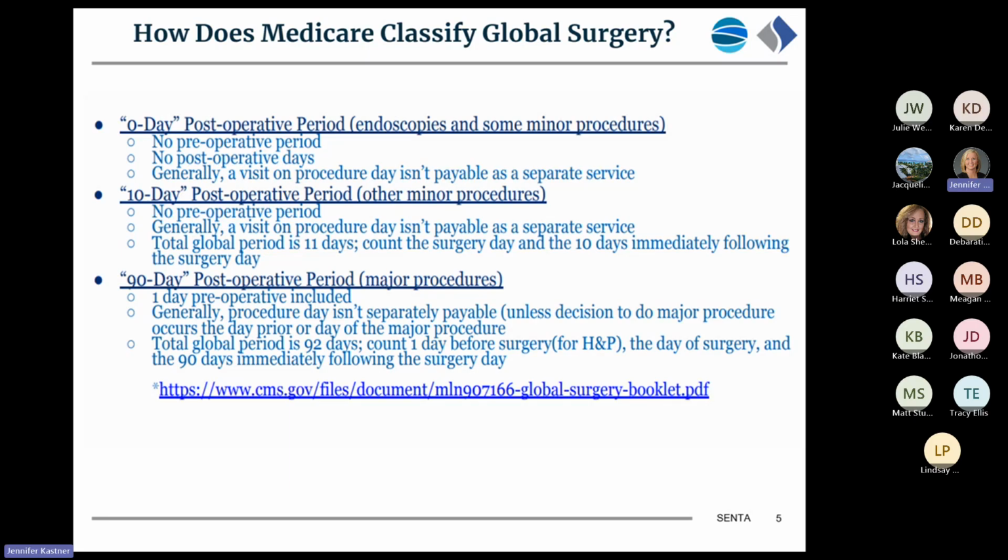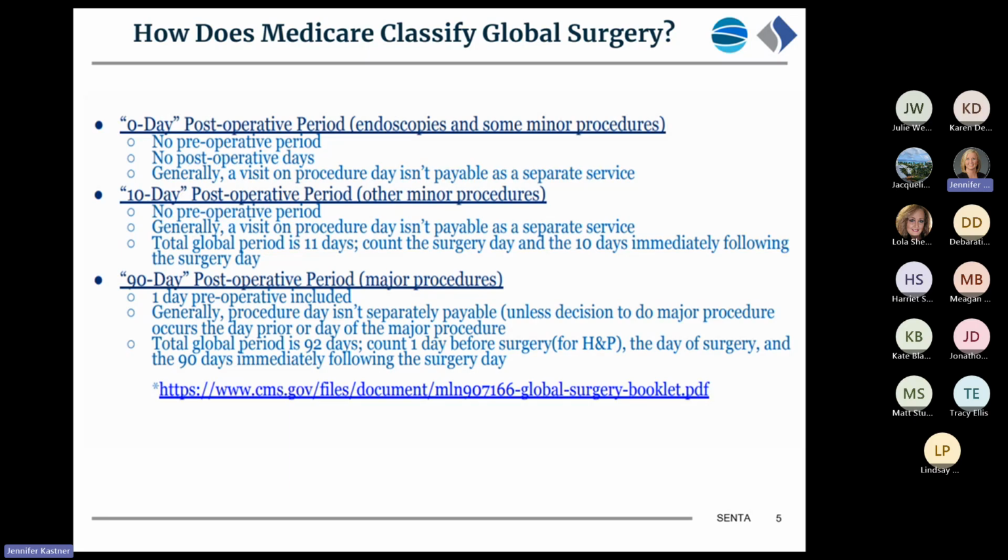Next, we have the 10-day global period. This includes other minor procedures. A good example is a skin lesion removal. For these services, there is also no preoperative period, and an E&M visit on this day is not separately payable unless there are unique circumstances that are met and documented. Also, it states it's a 10-day global period. However, it really is 11 because you count the day of the procedure and the 10 days immediately following. Again, I highly recommend you go check out the Mastering Modifier 25 module to really get the specifics on those because there are some different rules there.